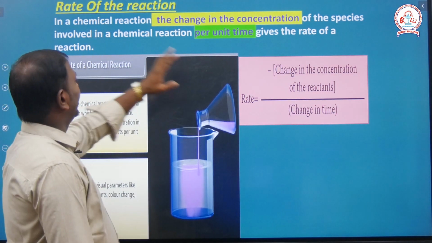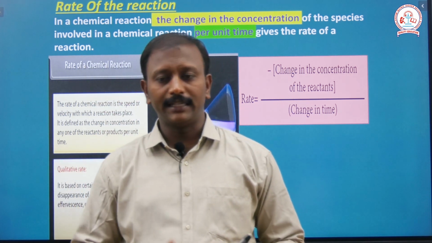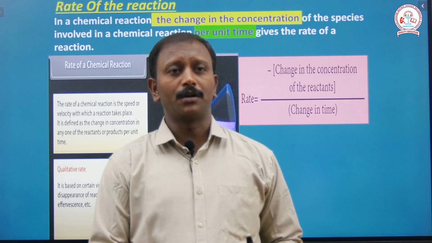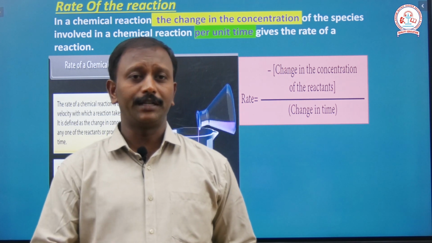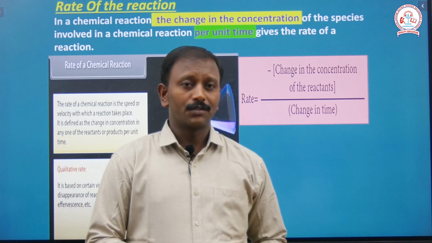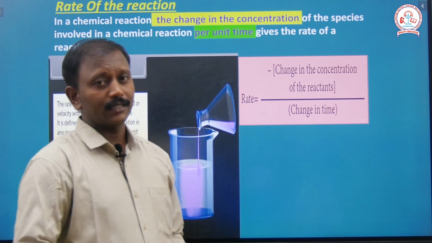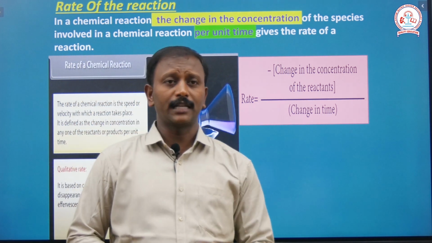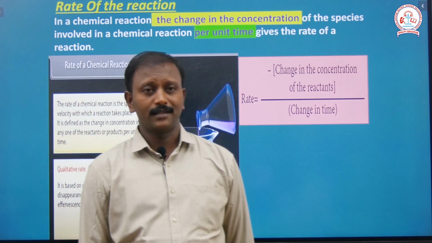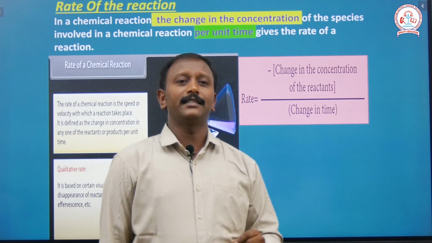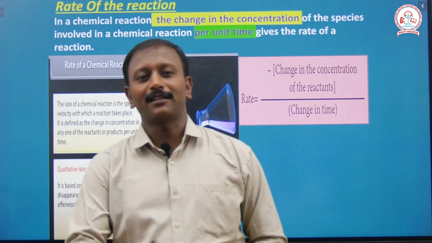Next we see the rate of the reaction. Sir, what is meant by rate of the reaction? In the previous part we discussed how many types of chemical reaction there are, and how a reaction goes fast, slow or moderate. So we discussed these kinds of variable chemical reactions. Now what is meant by rate of the chemical reaction? In a chemical reaction, the change in the concentration of the species involved in a chemical reaction per unit time gives the rate of the reaction.